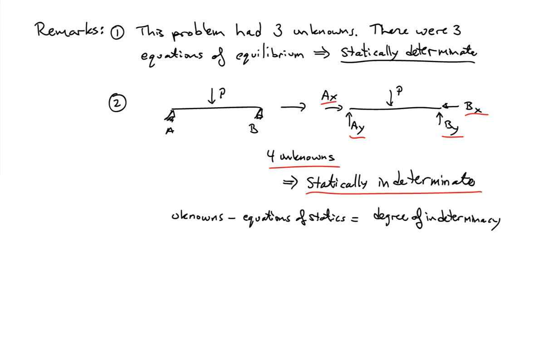In general, there's a bit more terminology that goes with this. If we take the total number of unknowns and we subtract off the total number of equations of statics we have, the difference is something that we call the degree of indeterminacy of the problem. So if the degree of indeterminacy is equal to 0, it's statically determinate, and if it's greater than 0, then we're going to have a statically indeterminate problem.